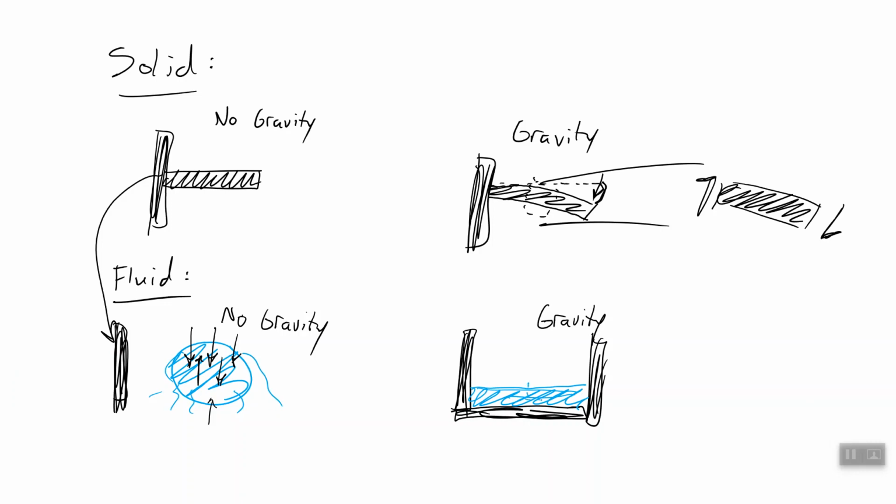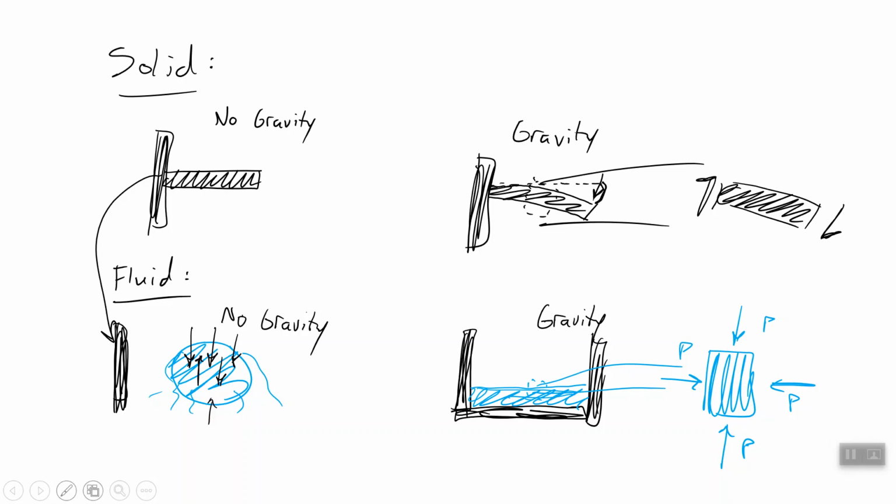Okay, now if we look at just a block of fluid, inside what we've got is fluid, and on all sides it is simply in compression. It's got pressure pushing in from all sides from all the fluid around it. Okay, so a fluid will deform continuously until the shear stress is gone. All right, so that's what makes a fluid a fluid.